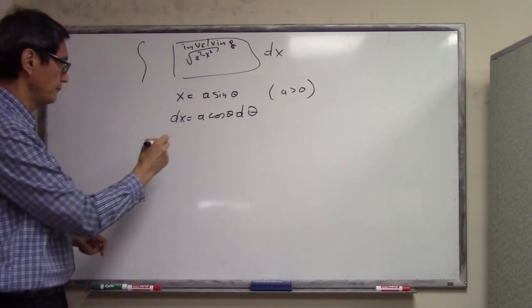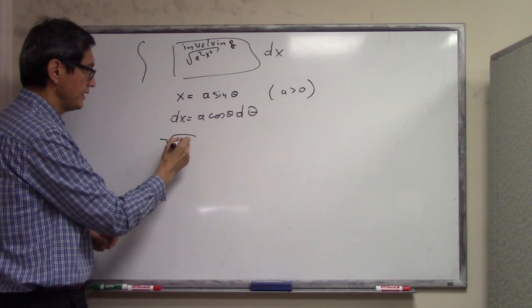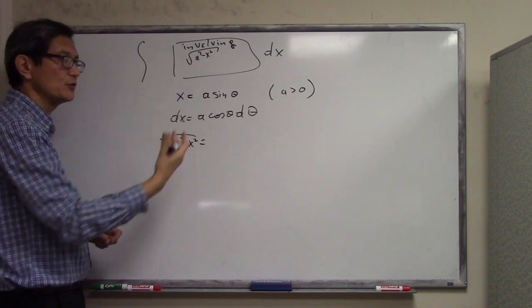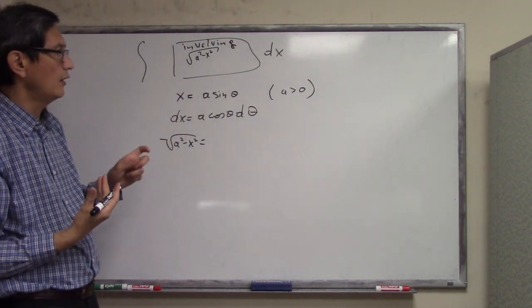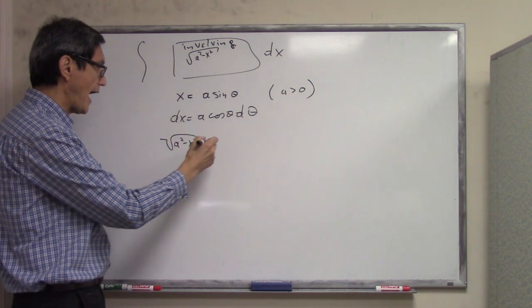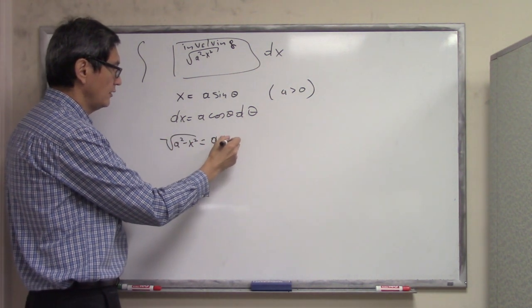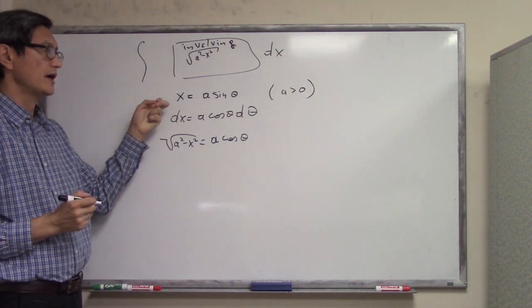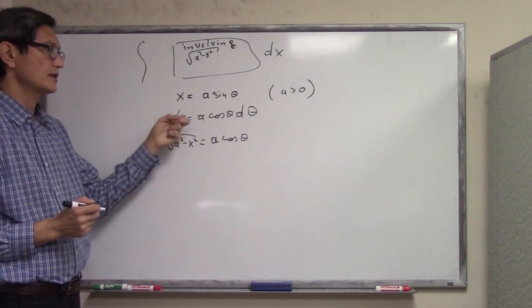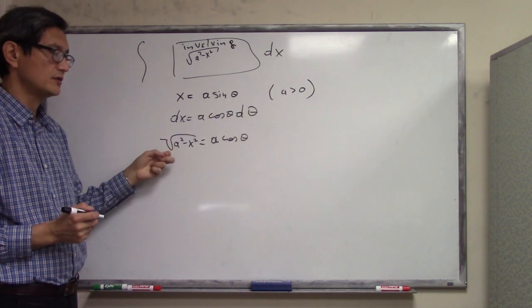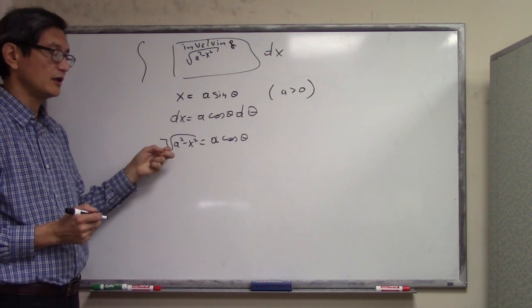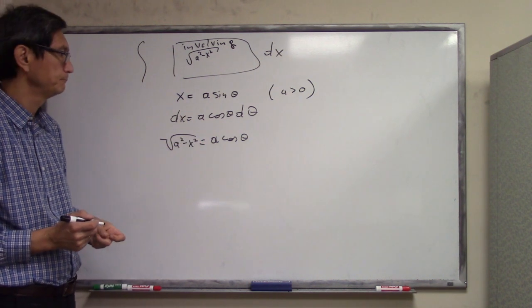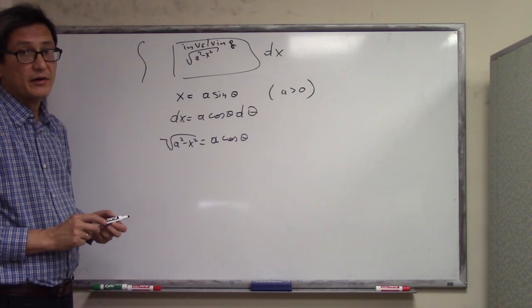And the expression square root of a squared minus x squared will become, after doing something similar to what we did in our previous example, a cosine theta. That's a piece of information we're going to use. So we substitute x equals a sine theta, use dx equals a cosine theta d theta, and the square root of a squared minus x squared is going to be a cosine theta. Let me run one more example.